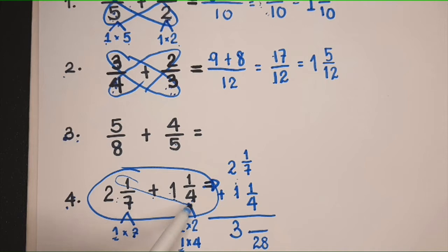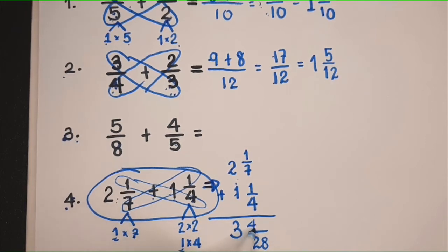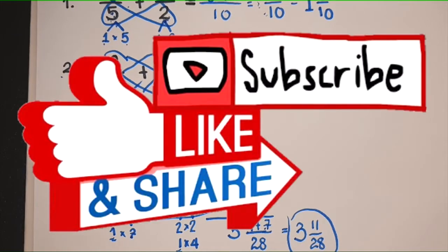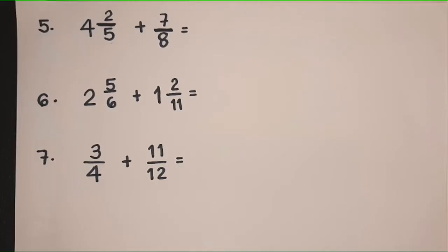And then you do the butterfly method like that. So, it's 4 times 1, you'll get 4. Plus 7 times 1, you'll get 7. Okay? And then you simplify. So, the final answer is 3 and what is 4 plus 7? 11 over 28. Okay? This is the final answer. Okay, stay there because I still have other examples for you. Alright? Okay, so marami pa akong examples.